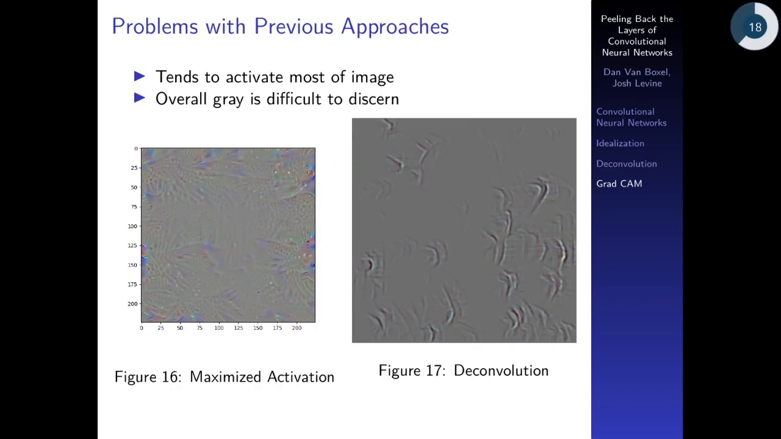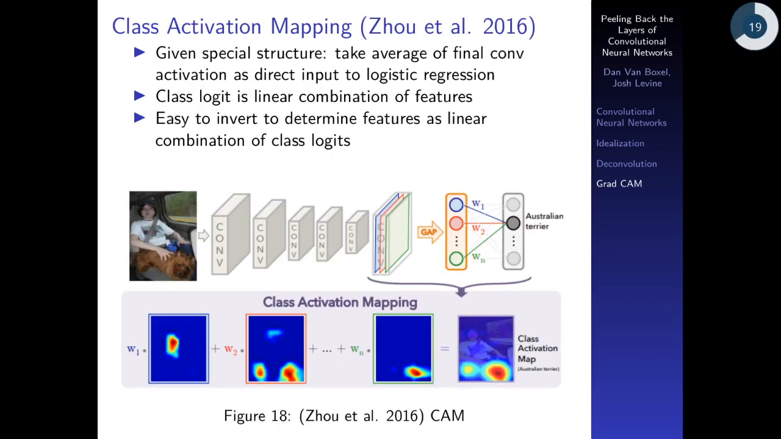Okay, so those two approaches sort of work, but they tend to activate everything, and it's just overall gray. This is difficult for a human being to understand, and the point of our project was to help understand through visualizations how this convolutional neural network is really working. So maybe instead of trying to find what, we can instead just focus on where is interesting, where is relevant.